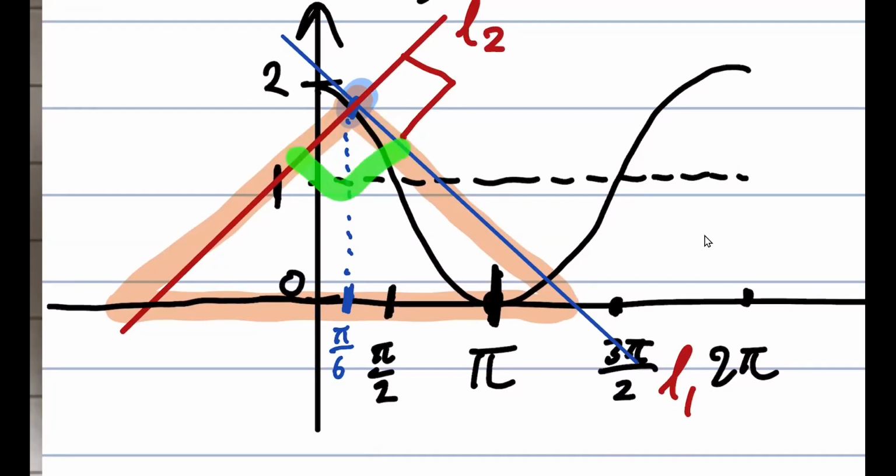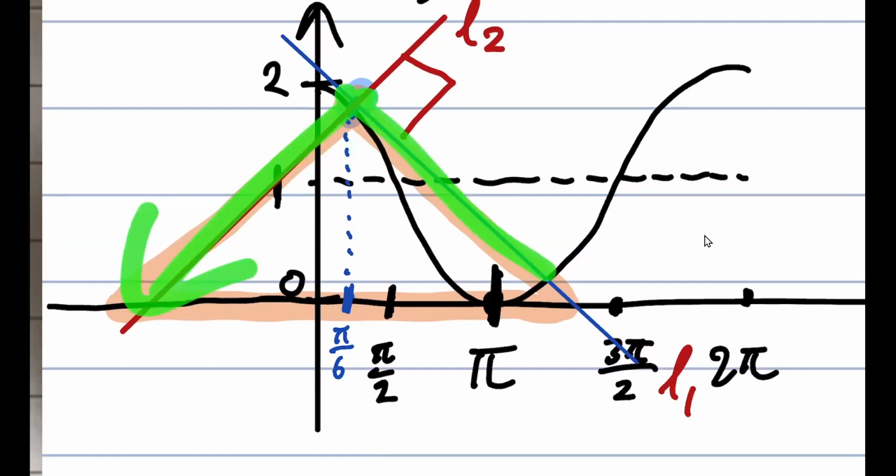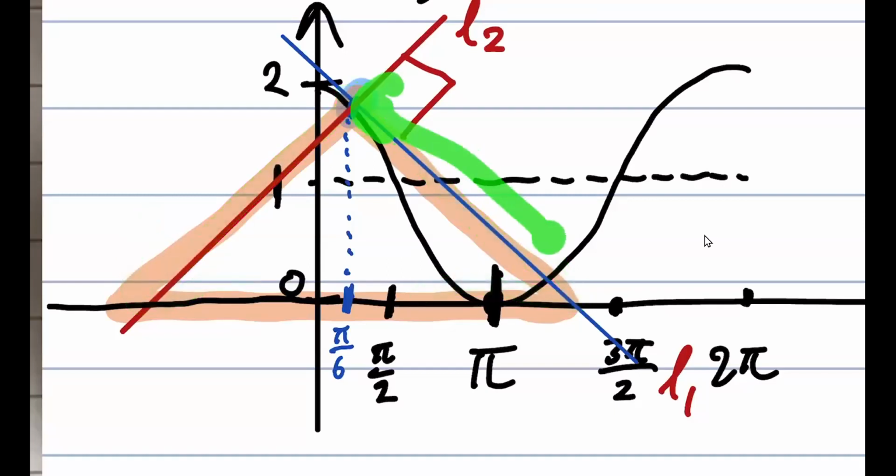Half times A times B times sine C. Don't need sine here. About 90 degrees means we can use the primary school style: base times perpendicular height. Coordinate geometry, yes. So what we really need is the length here and the length there.